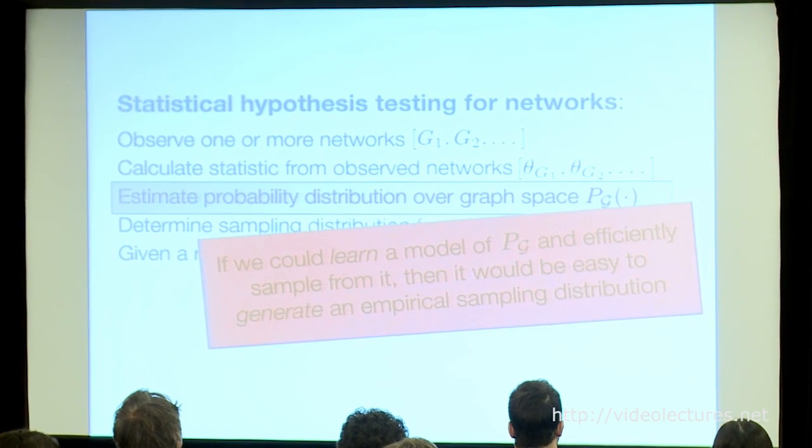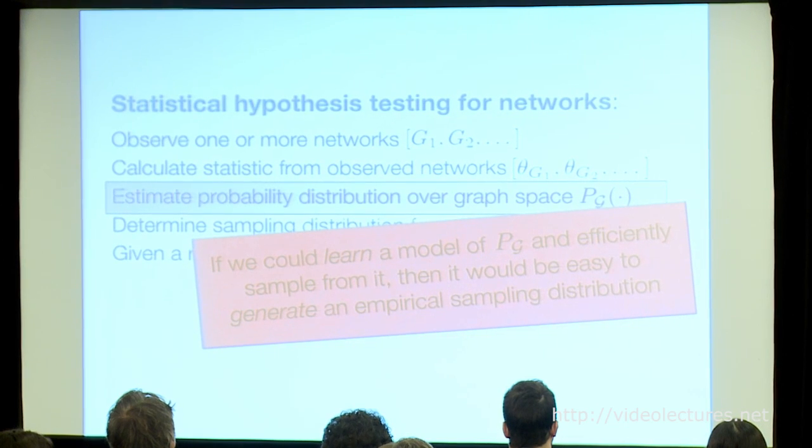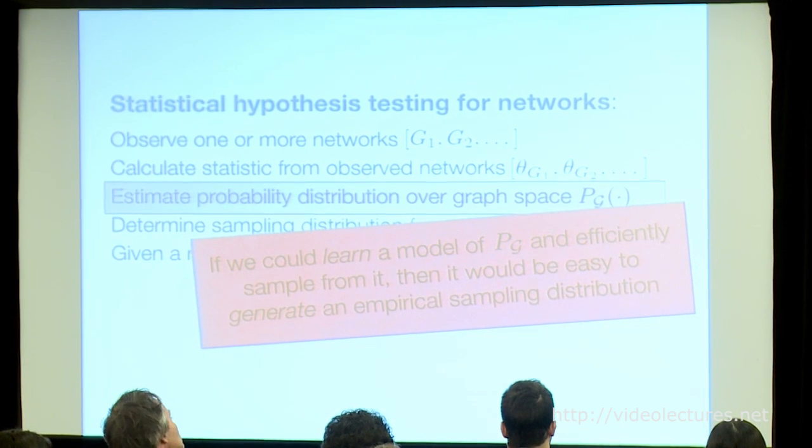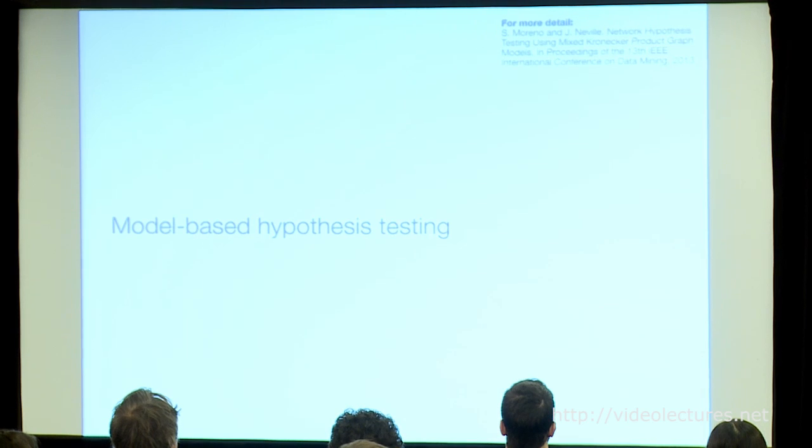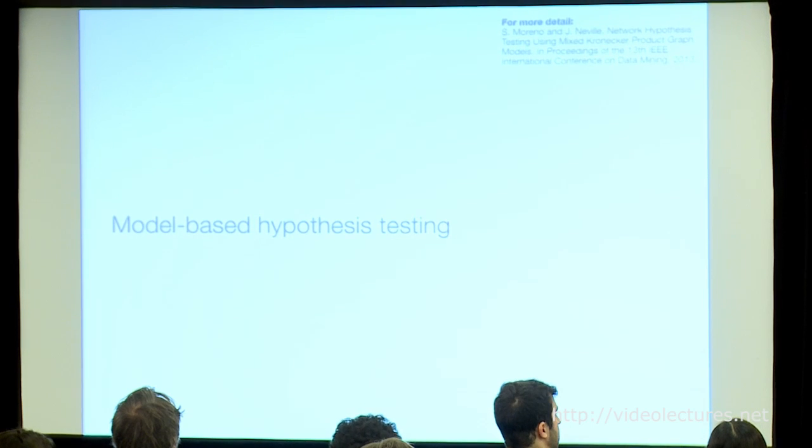But if for some reason we could learn a model of that underlying distribution of the graphs, and moreover we could efficiently sample from that distribution, then we could easily generate empirical sampling distributions in order to support these kinds of hypothesis tests. So that is something that we did. And so we have this framework that we call model-based hypothesis testing, where we used a specific type of model here called mixed Kronecker product models. But you can imagine using any other kind of graph model in this framework as long as that graph model produces samples from the distribution with sufficient variation.